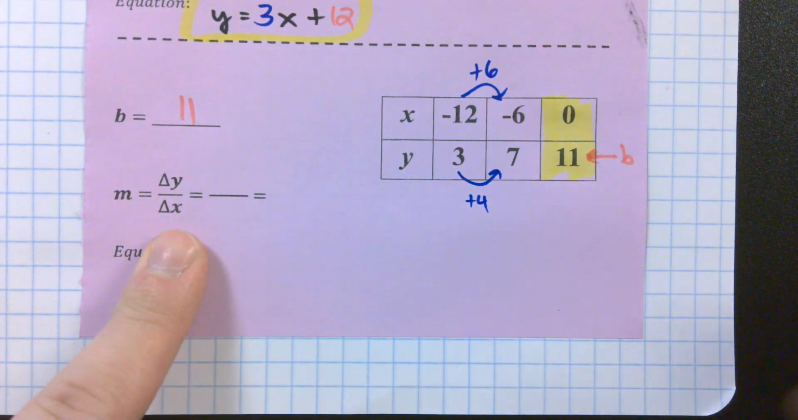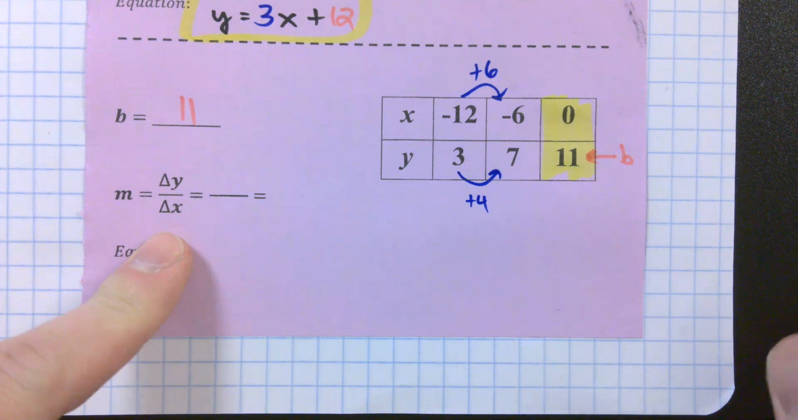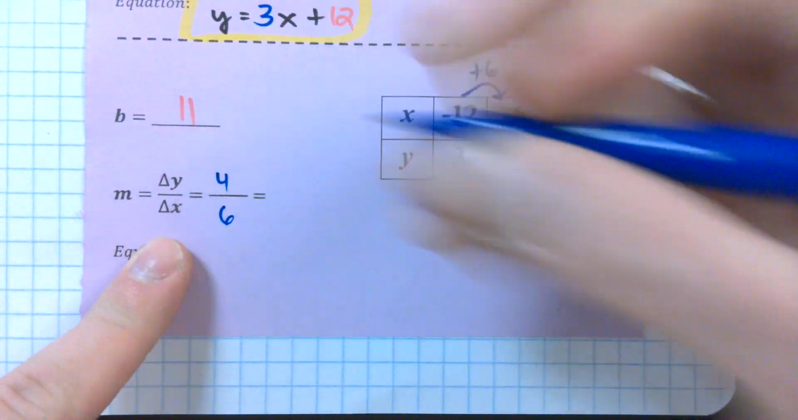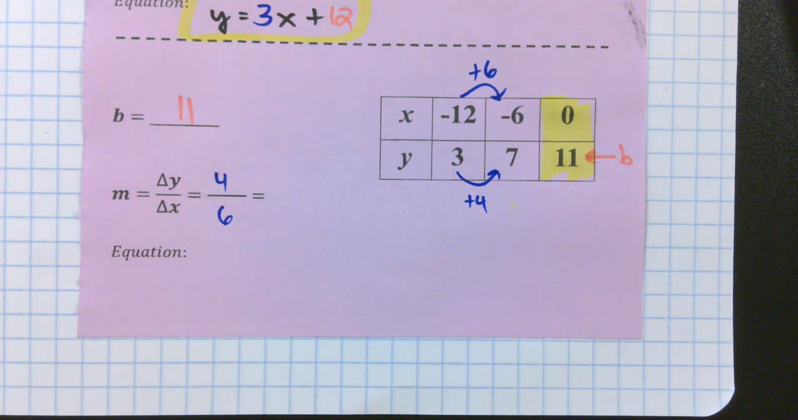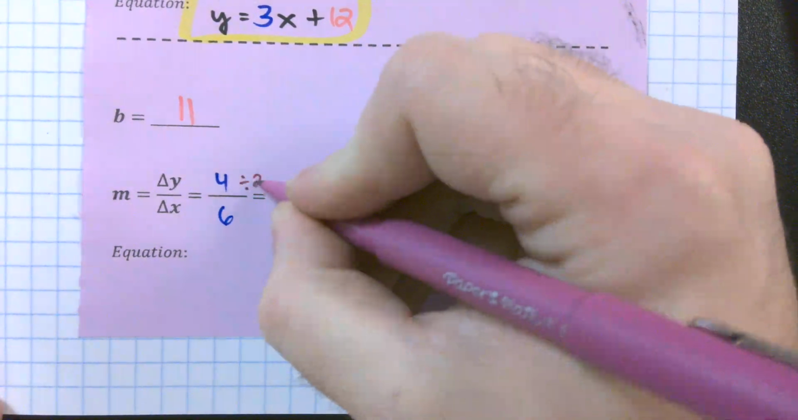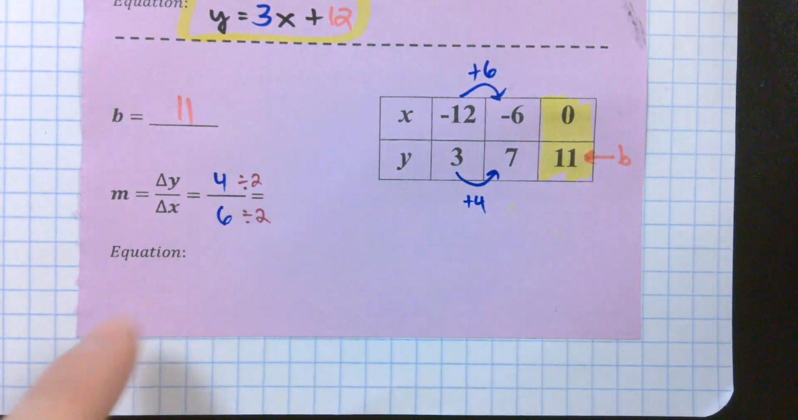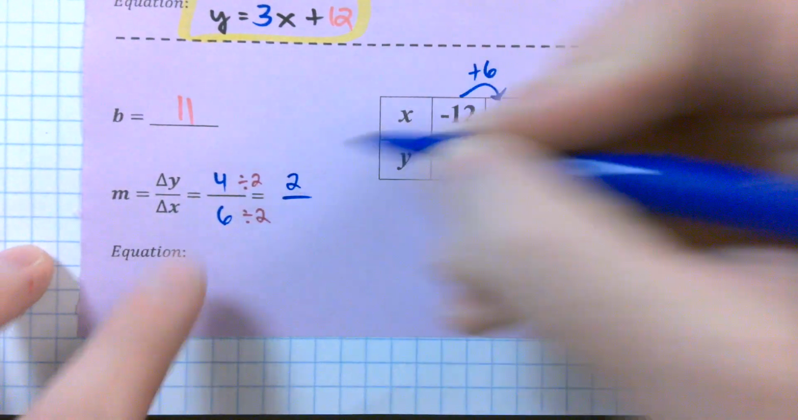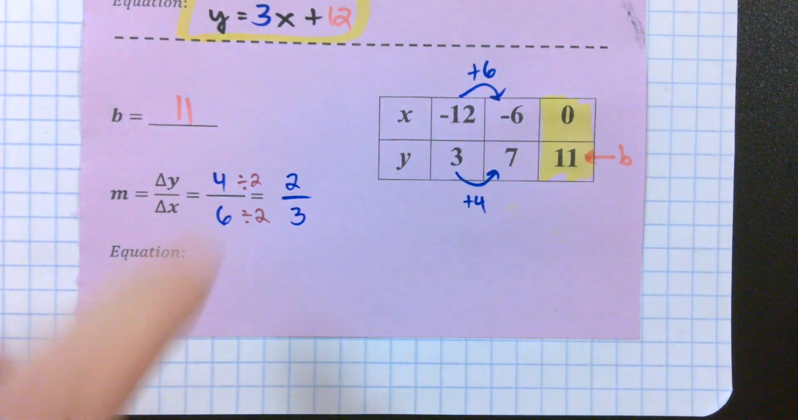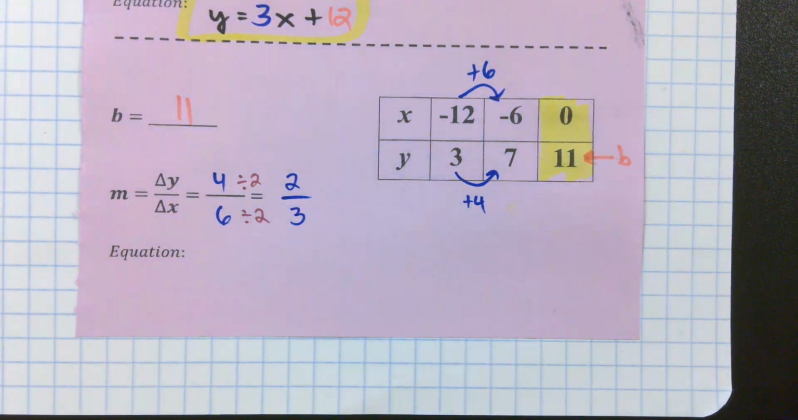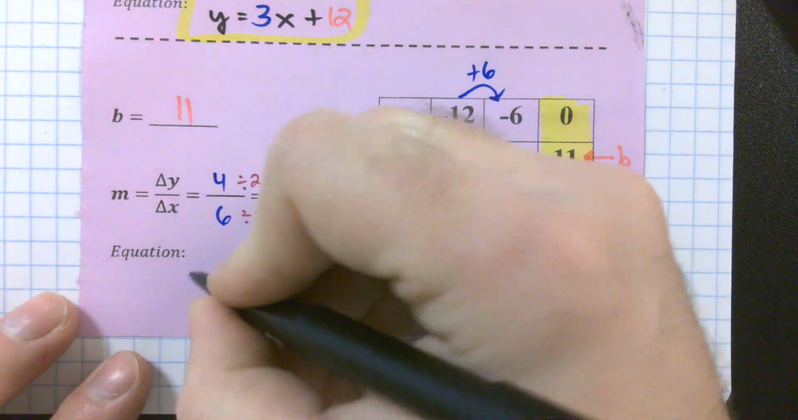So what's my fraction for my slope going to look like? 4 over 6. What factor do these two have in common? A 2. What is 4 divided by 2? 2. What is 6 divided by 2? 3. Can I simplify 2 over 3 any further? No. So what's my equation going to say?